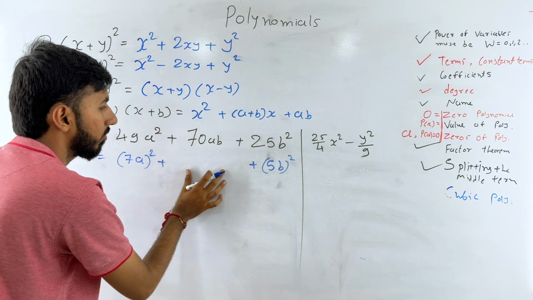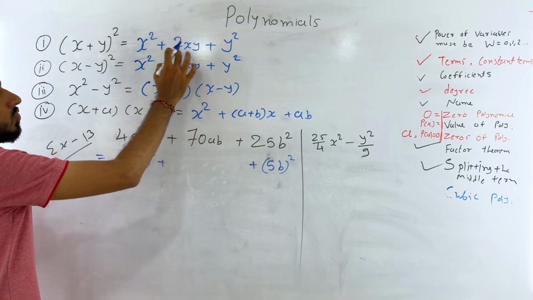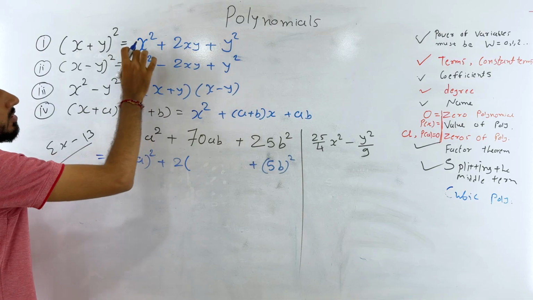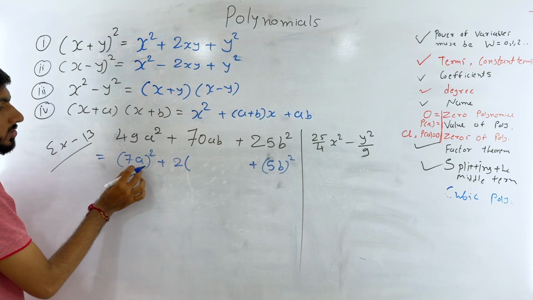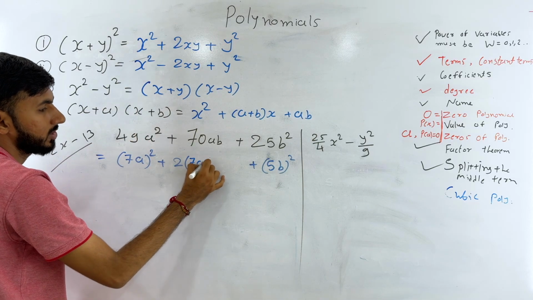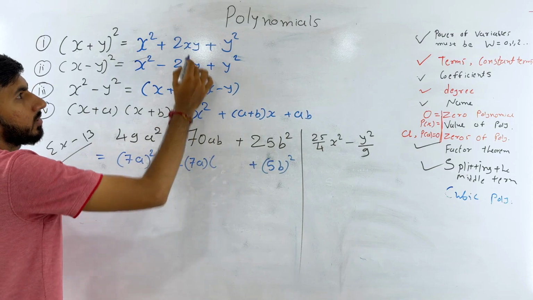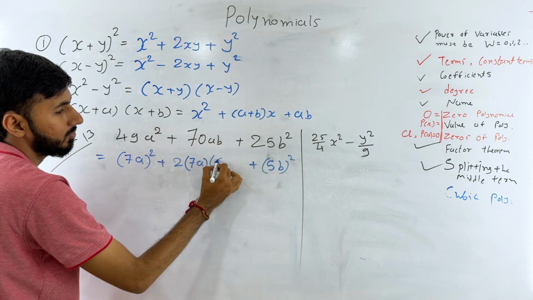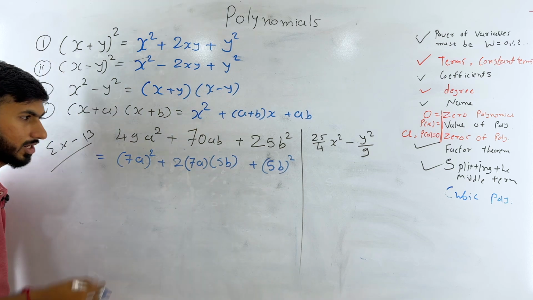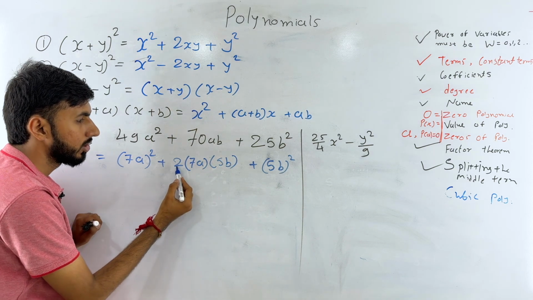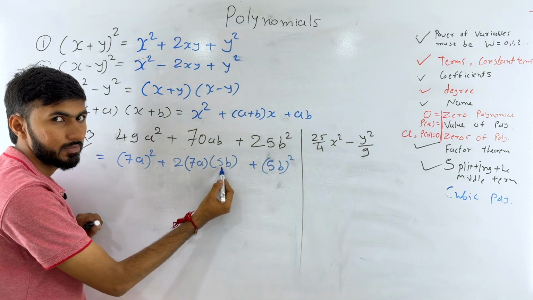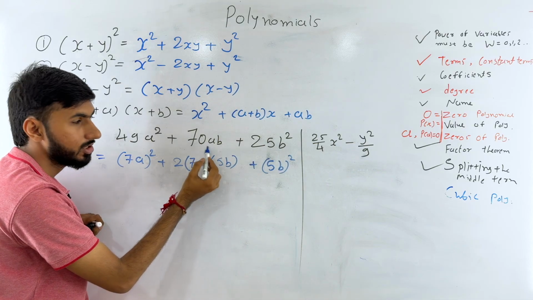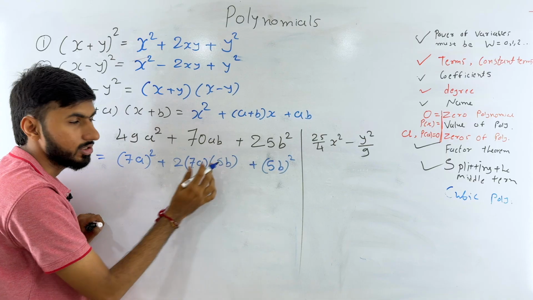For the first term, (7a) square. Now the last term will be (5b) square, whole square of the last term. And now my middle term should look like 2xy. So I have to use 2 here. Now x is the first term only, without square. The first term is 7a, so I have to write 7a here. Now y is the last term only, without square. So I have the last term as 5b without square, so I have to write 5b. Now here I have 2 multiplied by 7 multiplied by 5. So 2 times 5 is 10, 10 multiplied by 7 is 70. So I have 70 ab here.